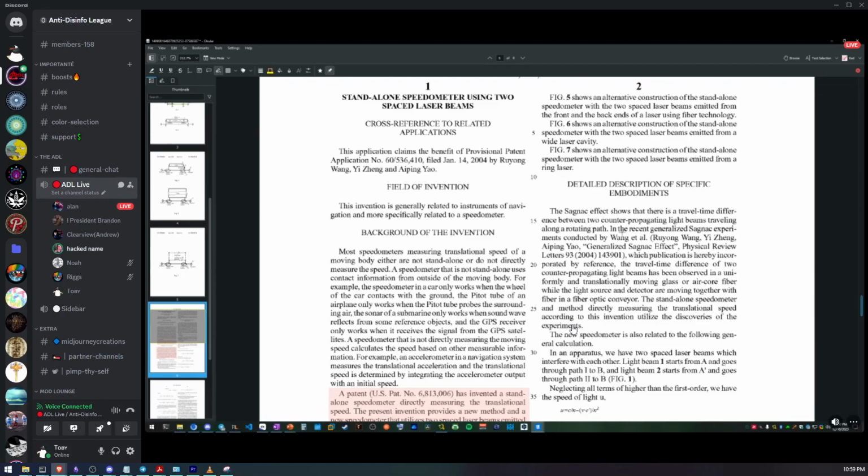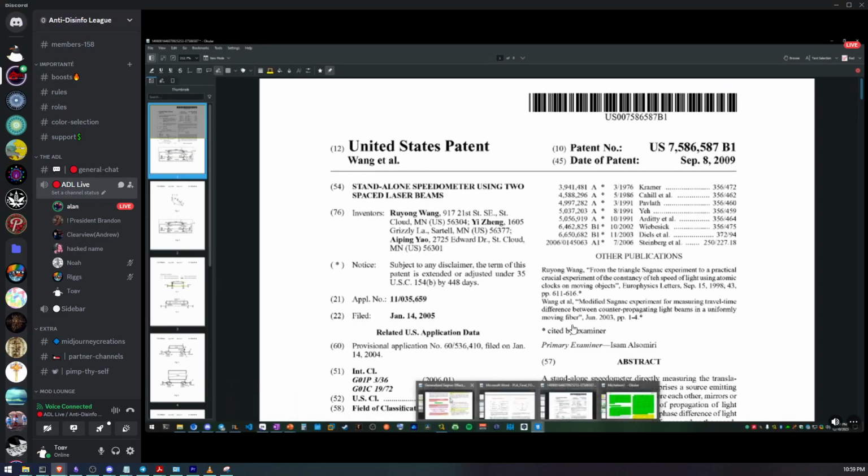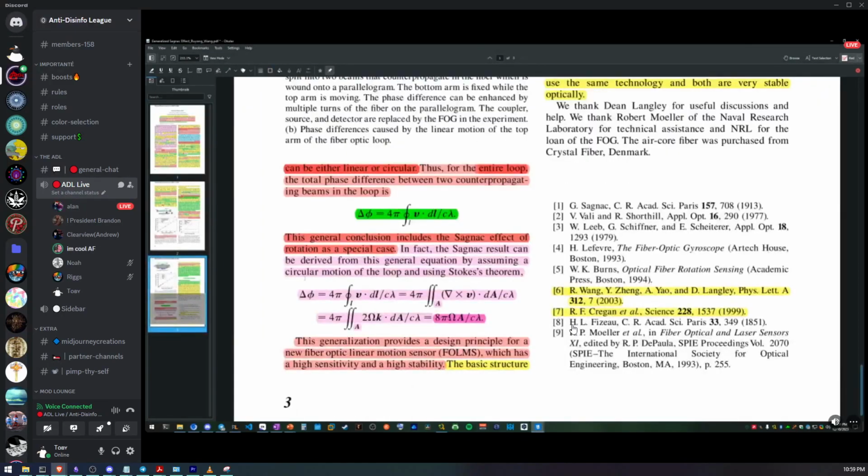I'm sorry, Alan. I'm late. Can you just tell me the name of this paper? Yeah, this is a patent from Ruyong Wang that we were looking at. Are you wrong, Wang? They did that this week. You're so funny. That's awesome.